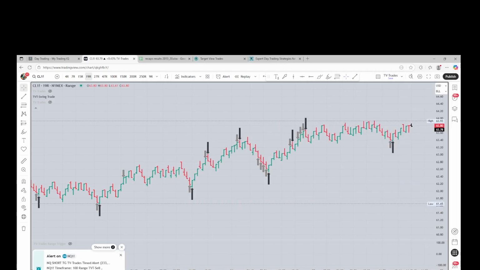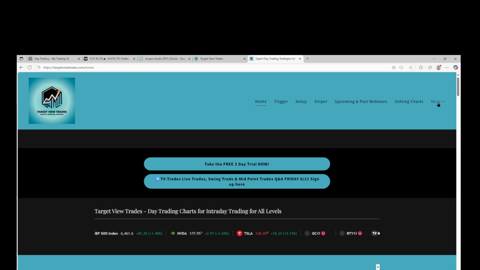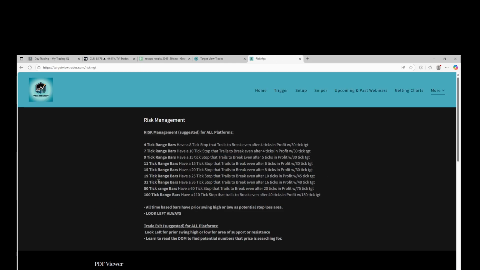The way I use risk management, I like to get my risk off the trade relatively quickly. Now you can do that if you want to. You can do it however you want. Like for me, this right here, this long trade, on a 19 range, after the 19 range bar goes 10 ticks into profit, I bump the stop to break even. That's just my thing. And it's even right here. I think it's on here. Go here to more, and you do risk management, 19 range. It's a 25 tick stop, goes to break even after 10 ticks with a 45 tick target.